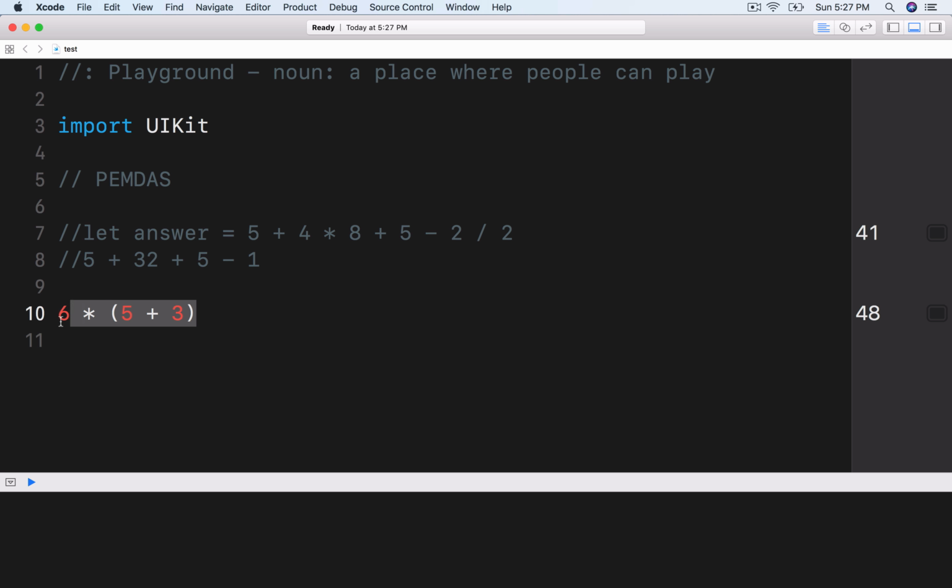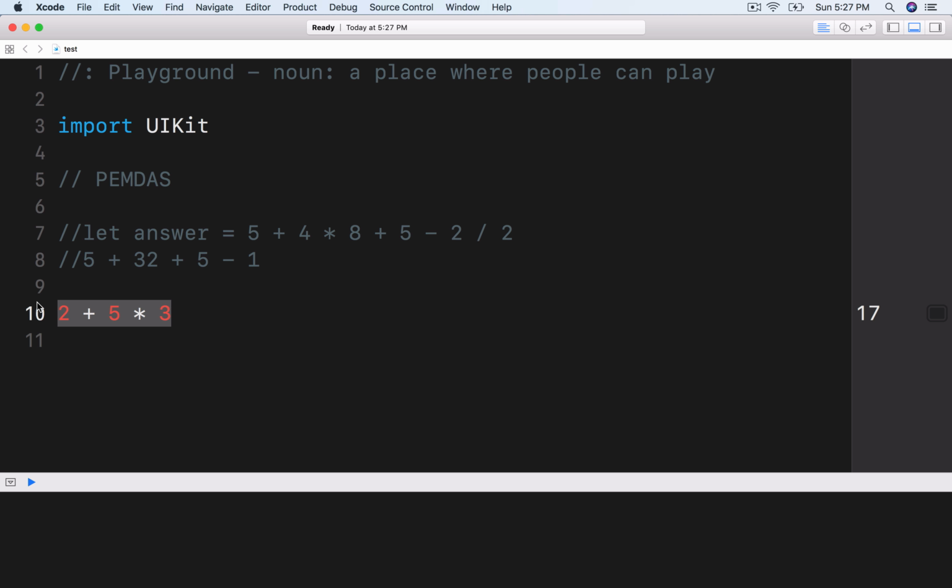If we had another example of 2 plus 5 times 3, is it going to be 21 because we're going from left to right? No. We're going to do the multiplication first. 5 times 3 is 15, plus 2 is equal to 17.